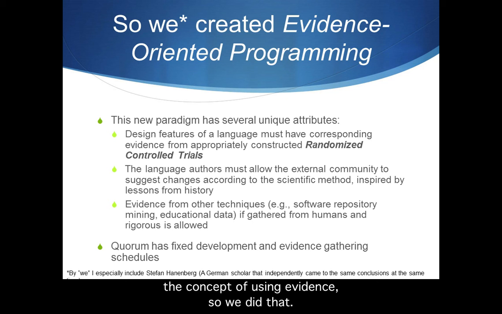So we did that. And we've created something called evidence-oriented programming, where changes made in the Quorum programming language, we use randomized controlled trials to investigate the truth. We allow external authors as a community to put forward evidence to convince the development team to change it. We use evidence from other techniques like field studies or software repository mining, educational data. As long as it's gathered from humans and rigorous, that's sort of allowed, sort of Bradford Hill's coherence idea right there.